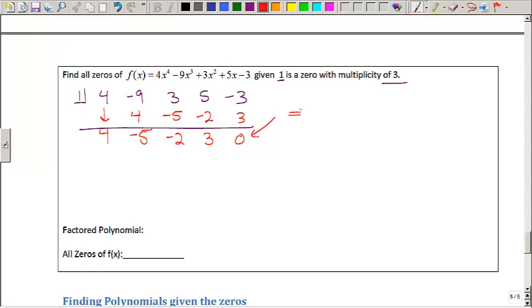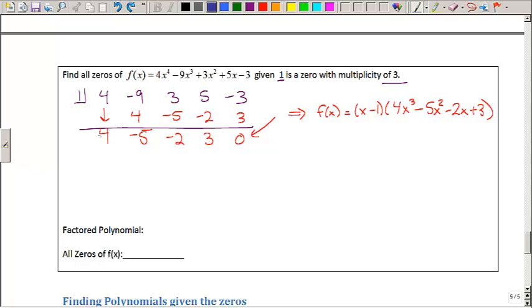So I can rewrite f of x is equal to x minus 1. That's my factor. If 1 is a zero, then x minus 1 is a factor, times the remaining quotient. I started off with x to the 4th, so now I'm going to have 4x cubed minus 5x squared minus 2x plus 3. But you know what, I can't factor this cubic. I don't know how to factor cubics. It did tell me that 1 is a zero with multiplicity 3.